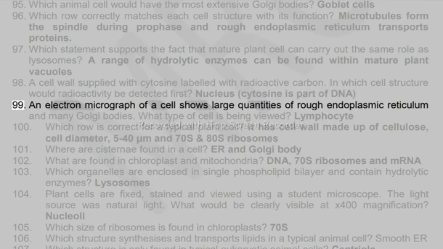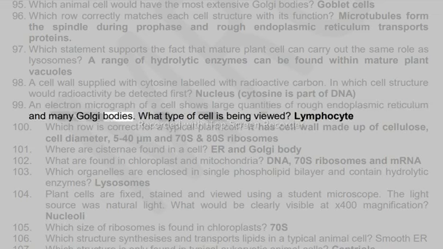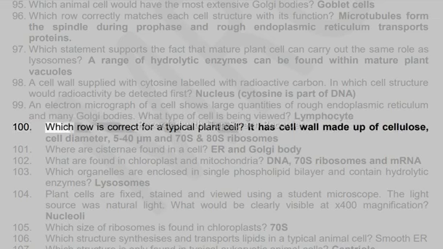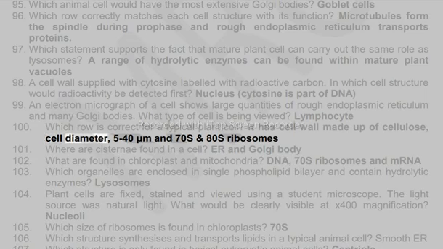99. An electron micrograph of a cell shows large quantities of rough endoplasmic reticulum and many Golgi bodies. What type of cell is being viewed? Lymphocyte. 100. Which row is correct for a typical plant cell? It has cell wall made up of cellulose, cell diameter 5 to 40 micrometers and 70S and 80S ribosomes.